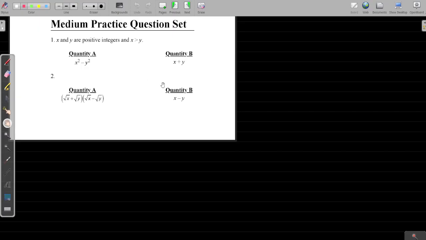Okay, now I am going to solve the medium practice question set. So here the first question is: quantity A is x square minus y square and quantity B is x plus y. If I factorize this, I will get x plus y into x minus y, and this is quantity A, and quantity B remains x plus y.